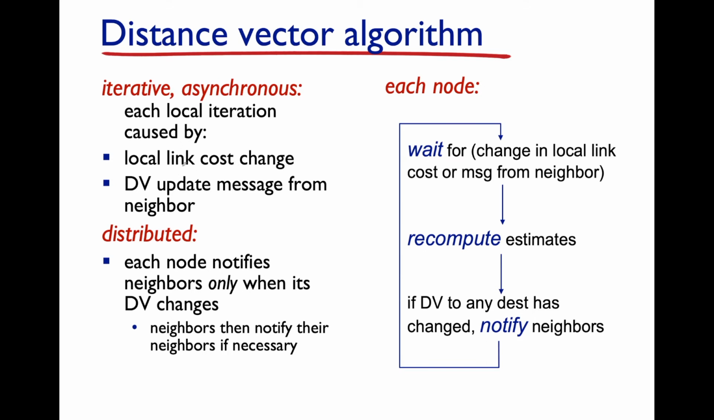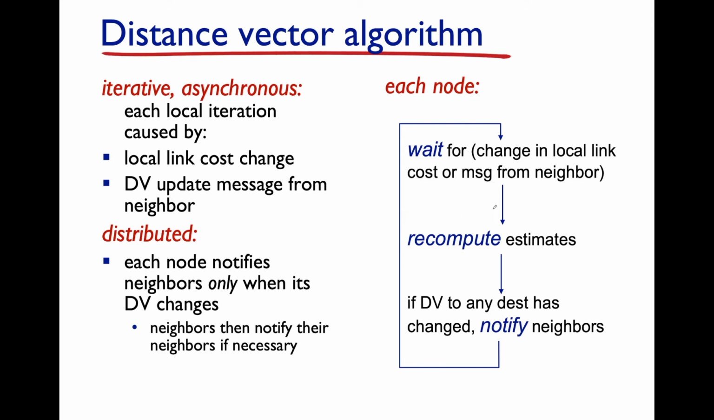And so the local link costs can change. That's one thing that can trigger this algorithm running. And also you can get a distance vector update message from your neighbor. That means that something has happened with the cost, so you have to update your cost because you're going indirectly to the destination through one of your neighbors. This is also distributed, and each node is going to notify its neighbors only when its distance vector changes, and then your neighbors notify their neighbors, and so this information eventually washes across the network.